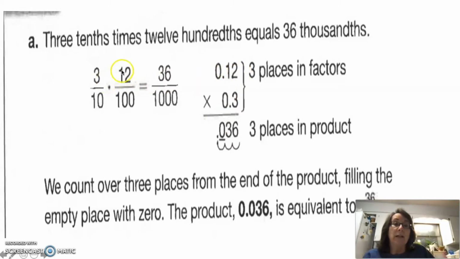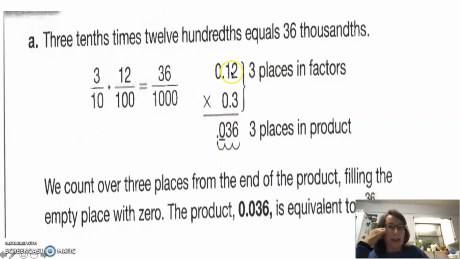We have 12/100ths, which is 0.12, and 3/10ths, which is 0.3. And when we look at this, 12 times 3 is 36, but we have 1, 2, 3 decimal places in the product. So 0.036.